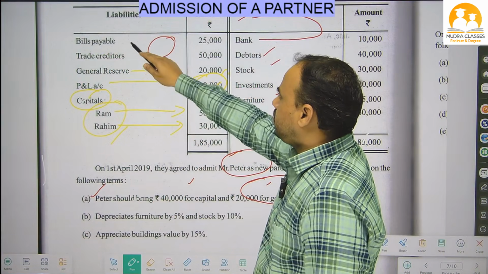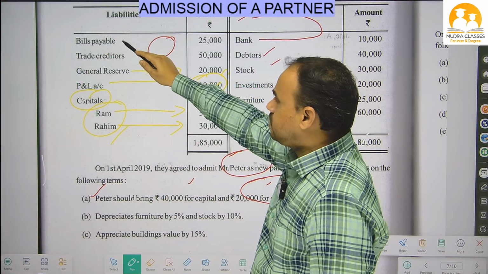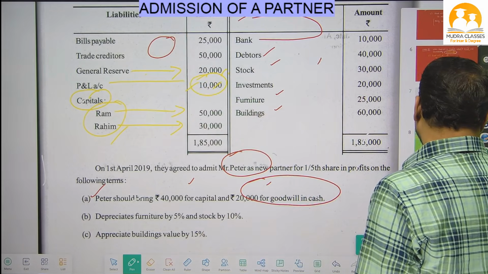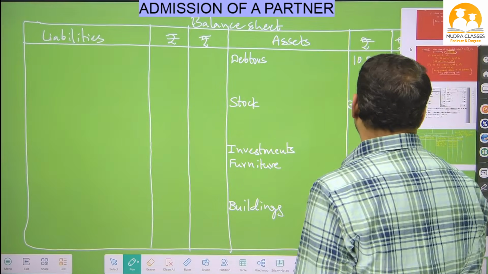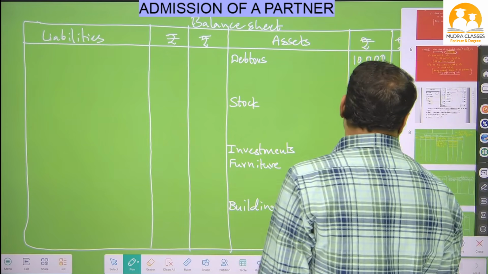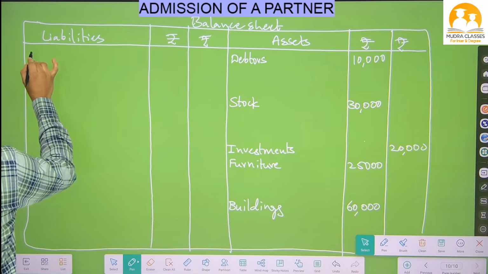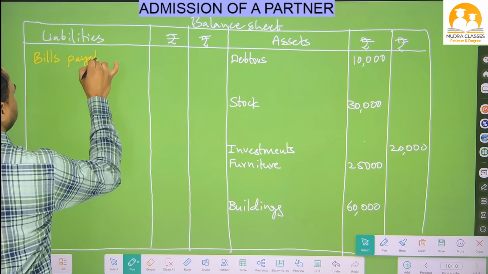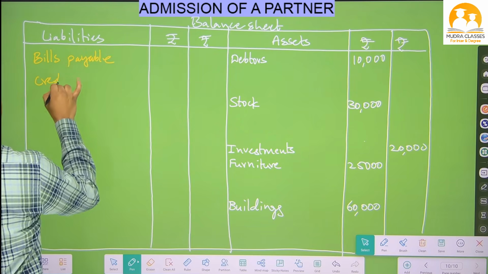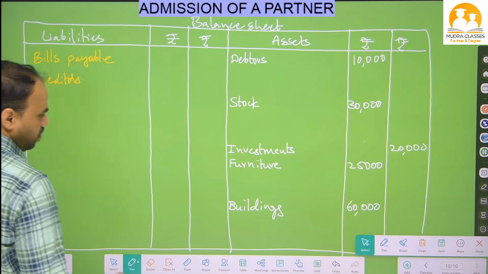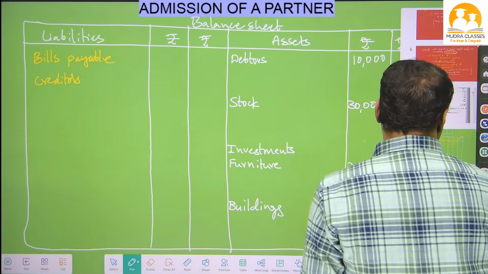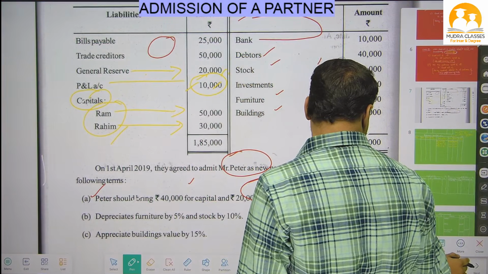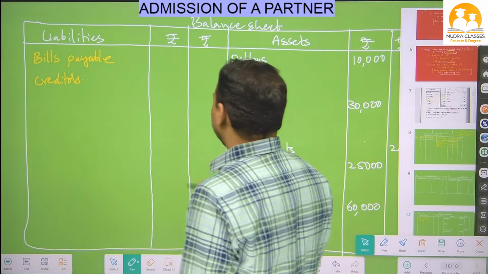And the next one given is trade creditors and bills payable. These two are liabilities, Nana. As it is we have to write in the balance sheet liability side. So in the balance sheet liability side we will write general reserve, bills payable and creditors. Whatever amount is given in the question, that amount we have to write. Bills payable 25,000, creditors 50,000.